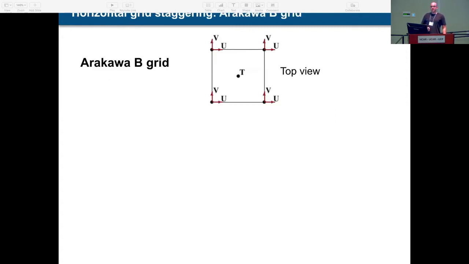Now moving to the type of horizontal grid staggering used. I'm going to present you two because the two models that we are working on have different staggering, starting with the so-called Arakawa B grid, which is shown here. So at the center of the cell, the letter T, those are tracer points. And then the corners, U and V, that's where we represent the velocity points. So they're not on the same point as the tracers. This is a top view.